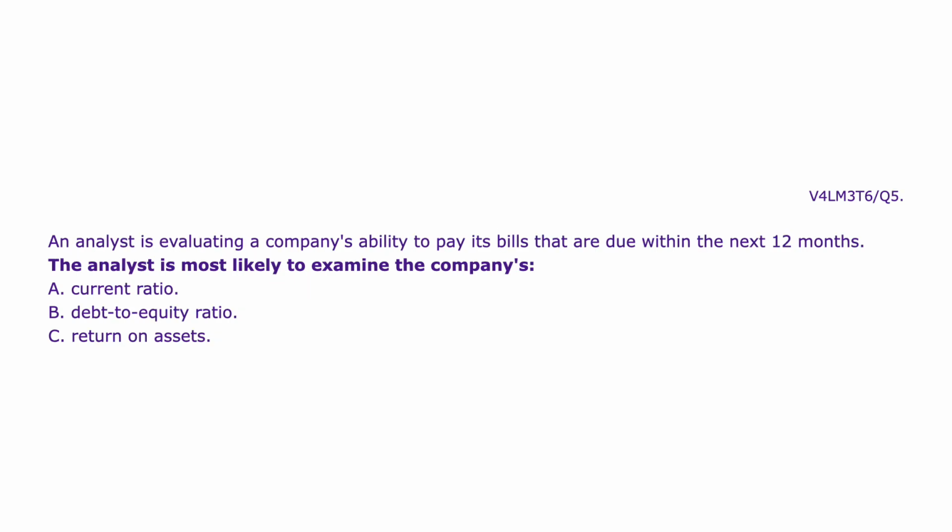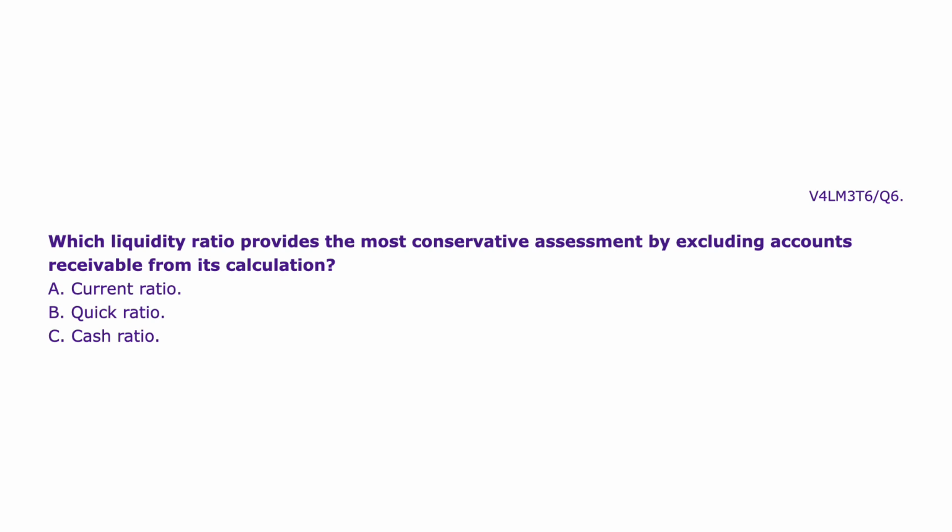An analyst is evaluating a company's ability to pay its bills that are due within the next 12 months. The analyst is most likely to examine the company's A. Current ratio. B. Debt to equity ratio. C. Return on assets. Which liquidity ratio provides the most conservative assessment by excluding accounts receivable from its calculation? A. Current ratio. B. Quick ratio. C. Cash ratio.